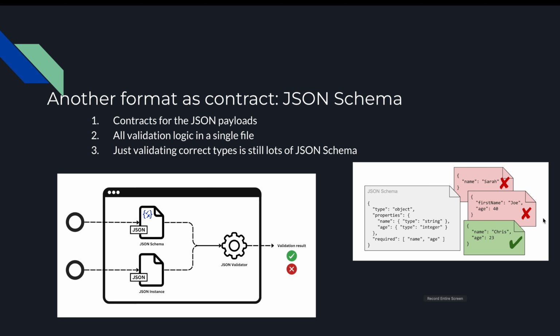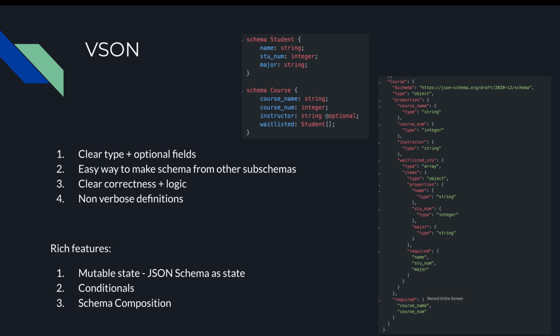But there's another solution for it called JSON schema. This is a tool that serves as a sort of contract for your JSON payloads, and helps serve as a single source of truth to help you verify against different JSON instances. And how this works is we will have VSON right over here, and VSON will be essentially helping you compile into correct JSON schema code in a user-friendly way. VSON has really clear types, optional fields, and VSON can also make schemas from other subschemas.